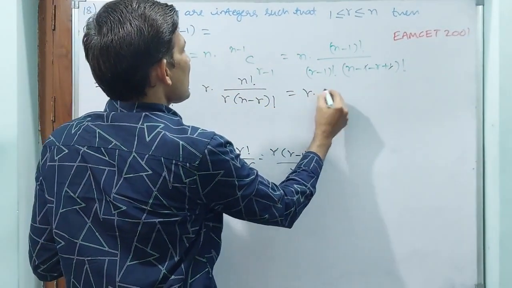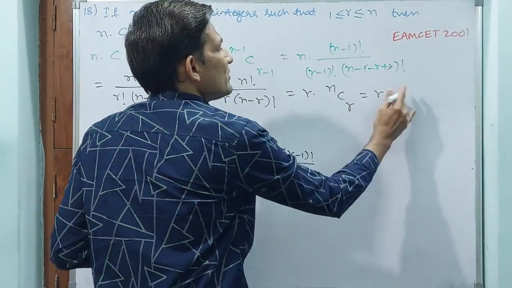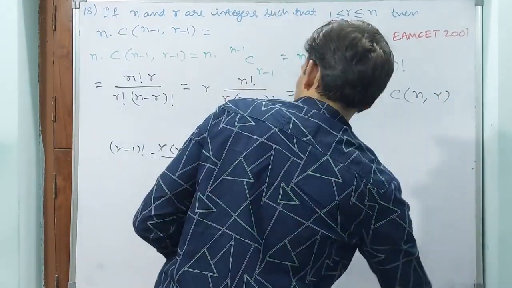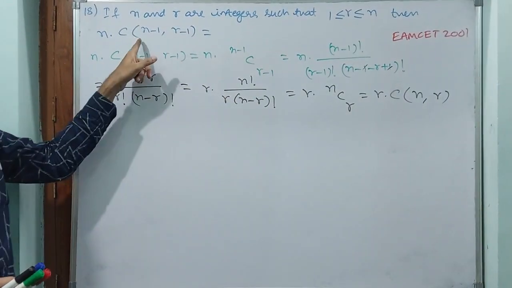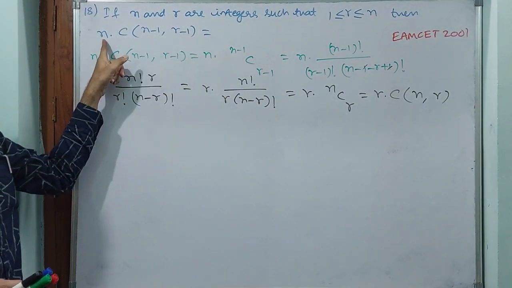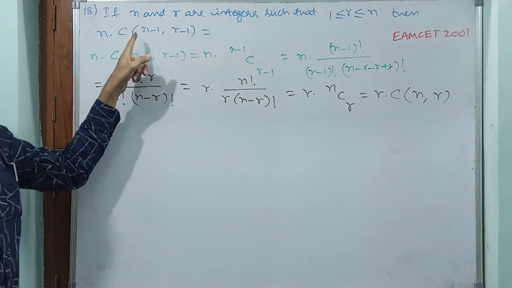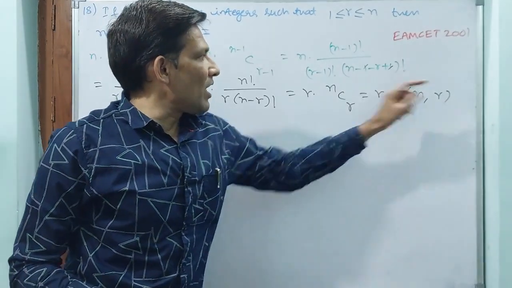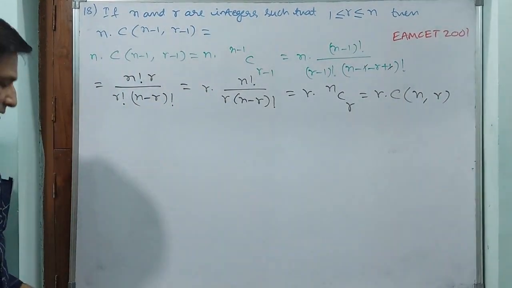That means r into nCr is equal to r into C(n, r). Understand the logic? Earlier (n minus 1) C (r minus 1) had come, n was there, but n has become r. See how to write: (n minus 1) C (r minus 1) is equal to n by r times nC r. Understand? Let us go for the next question.